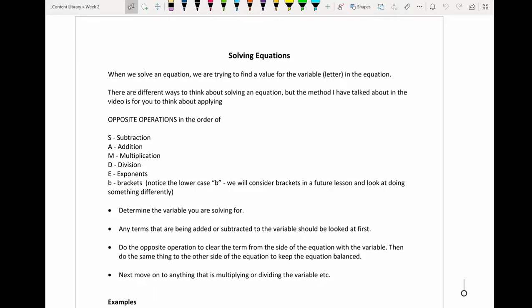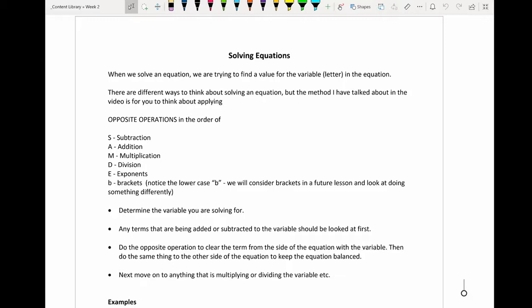Because again, the main idea is we want to get the variable by itself, or isolate it. And in order to do that, we need to get rid of everything that's around it. How we think about doing that is opposite operations. So the idea is taking the order of operations that we know of, BEDMAS, and doing the opposite. That goes for the order as well: subtraction and addition, multiplication or division, exponents, and then brackets. So we're going in the opposite order.